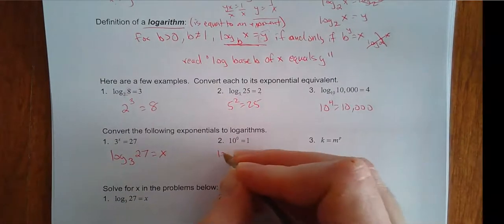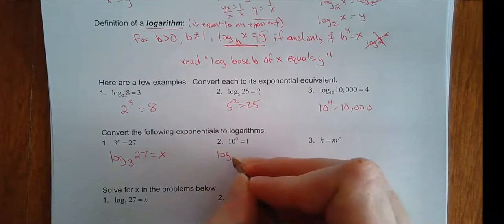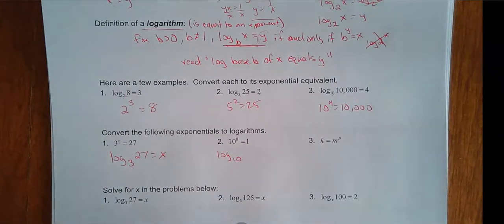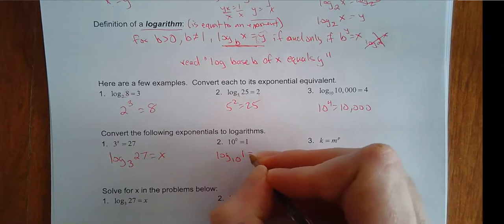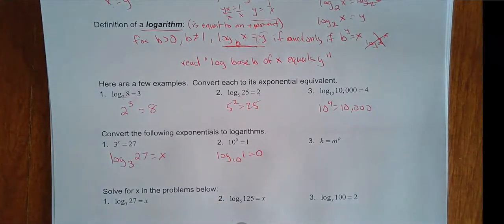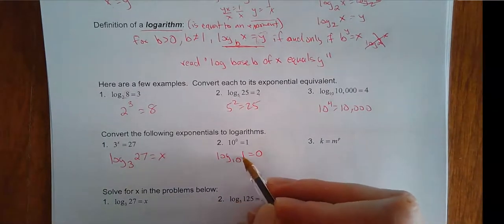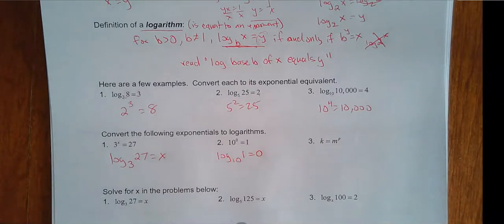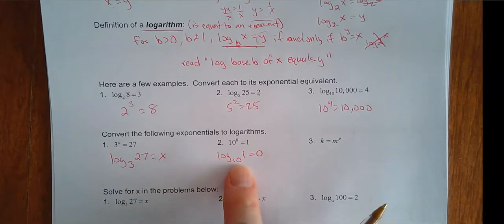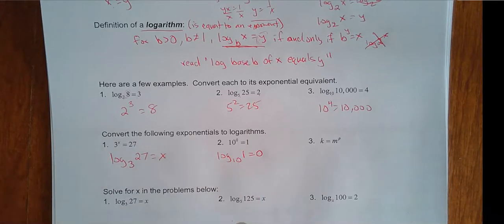Okay, this one here, log, what's the base? The base is 10. What's the answer? 10 to the 0 equals 1, so log base 10 of 1 equals 0. Now we do have a special name for when the base is 10, but we'll talk about that more when we get to the back.